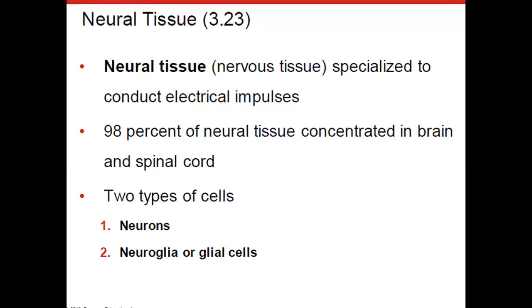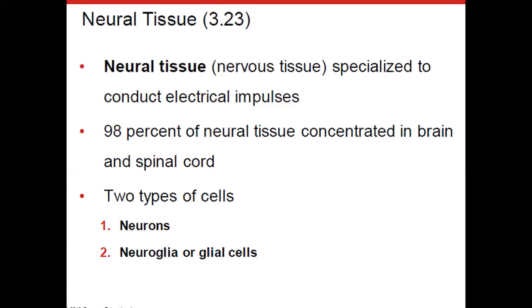The last type of tissue we'll talk about, and what will finish chapter 3 finally, is neural tissue. And neural tissue is basically what makes up your nervous system. It's a special type of tissue that can conduct electrical impulses, like electrical wires in your home can conduct electricity.